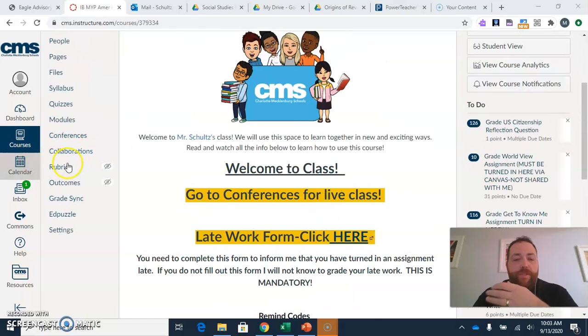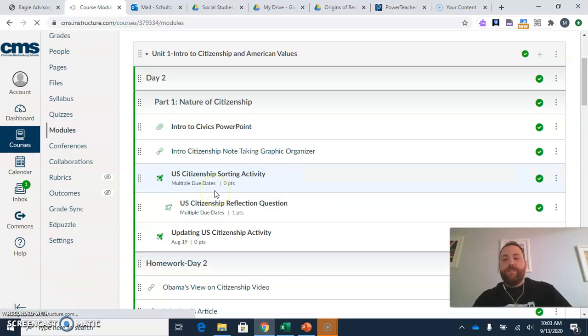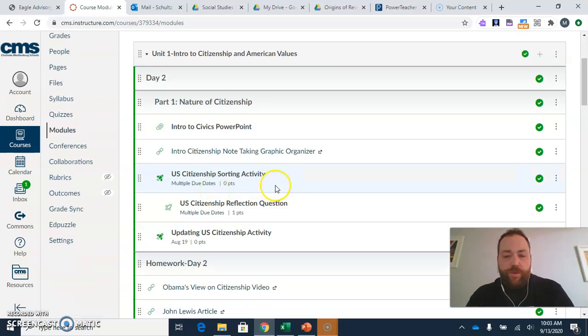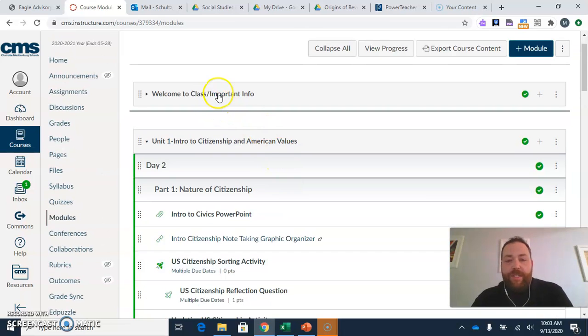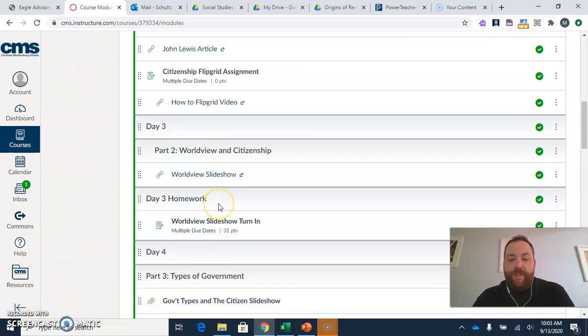The other really important thing we want to understand is how the classroom is set up. You will see a long list of things on the side. Mine's a little longer than what you would normally see, but the thing you want to click on is modules. Modules is essentially where all the work is stored so that students can easily find it. I've broken each module into essentially a unit. We're in Unit 1, Intro to Citizenship and American Values, and you'll notice I have Day 2, Homework Day 2, Day 3, Day 3 homework.